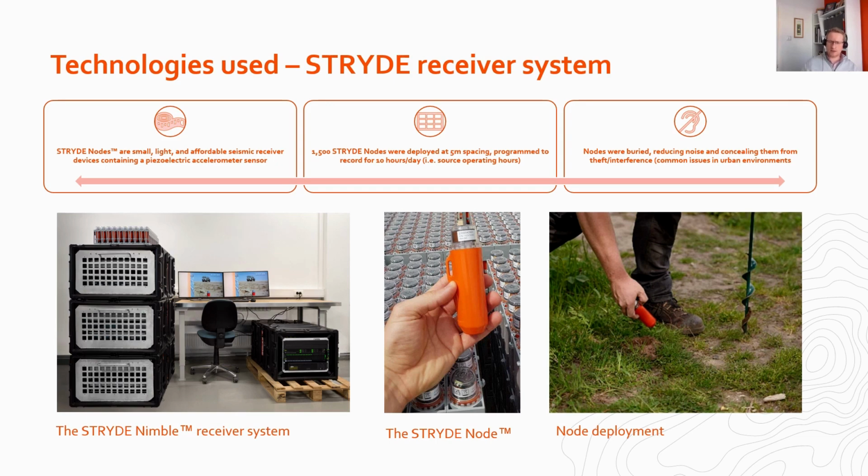And with each of these Stryde nodes, they're very lightweight, about 150 grams and about 13 centimeters in height. And this enables them to be easily concealed and buried even in urban environments, meaning that theft, which is quite a common issue, was minimised. And by burying them as well, this also helps in reducing noise effect on the data.